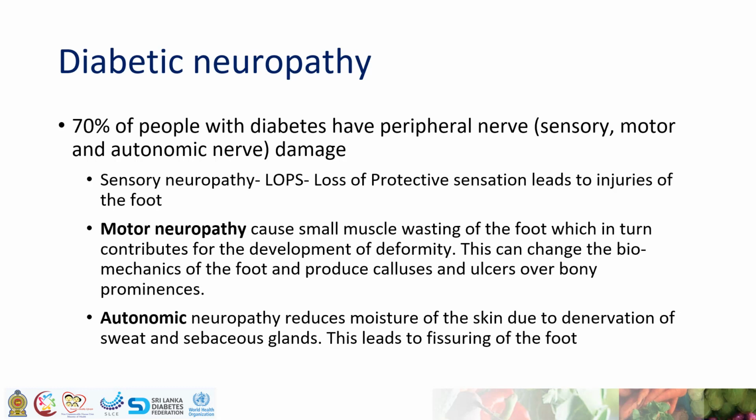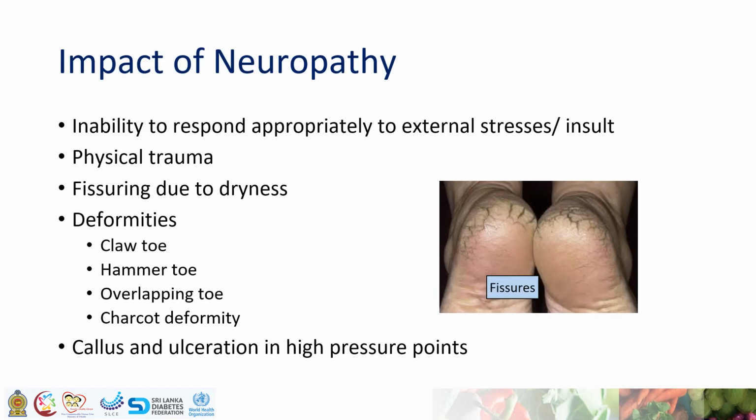This can change the biomechanics of the foot and produce calluses and ulcers over bony prominences. Autonomic neuropathy reduces moisture of the skin due to denervation of sweat and sebaceous glands. This leads to fissuring of the foot. Impact of neuropathy can be summarized as shown in this slide. Neuropathy will lead to loss of protective sensation and undetected trauma causing wounds.